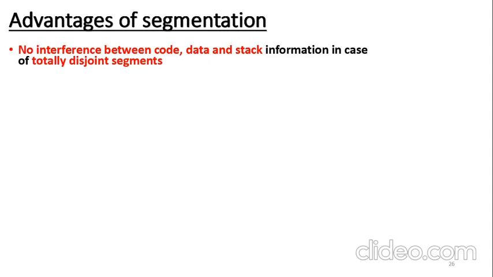First and obvious advantage: no interference between code, data and stack information in case of totally disjoint segments. Totally disjoint segments provide a natural protection. System will be protecting that particular information. User is completely relieved from that particular job.